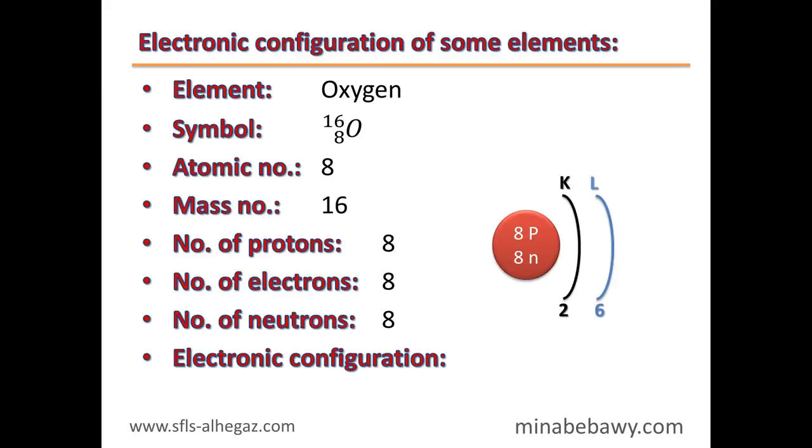Electronic configuration of oxygen. The nucleus of oxygen contains 8 protons and 8 neutrons. Oxygen atom contains 8 electrons which are distributed in 2 energy levels. The first energy level K takes only 2 electrons. We have 6 more electrons. We will put them in L. So the electronic configuration of oxygen is 2 electrons in K, 6 electrons in L.